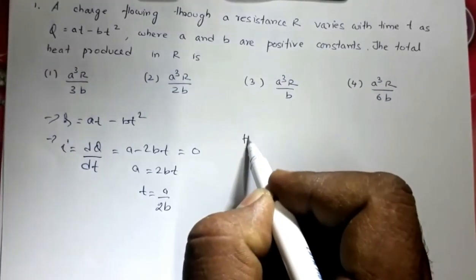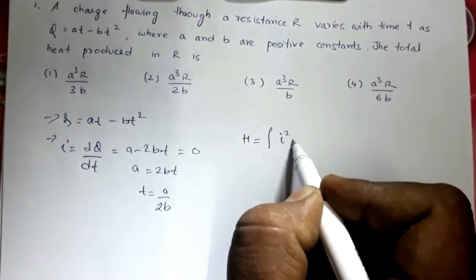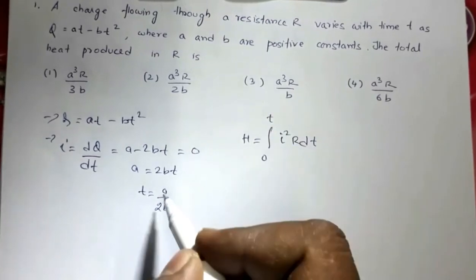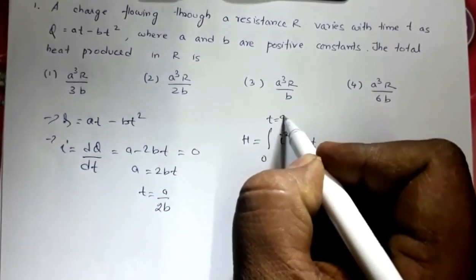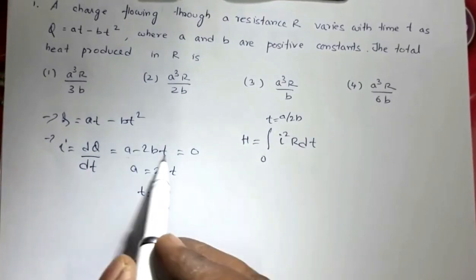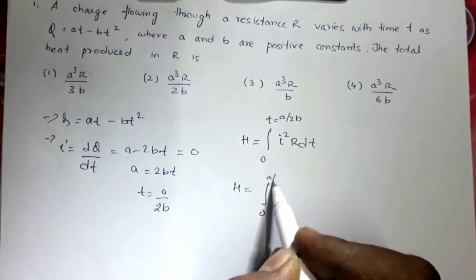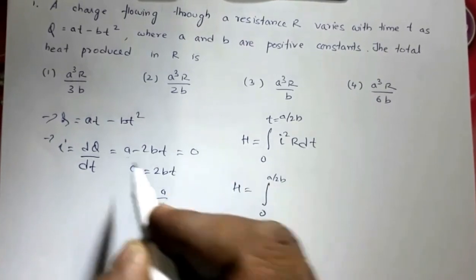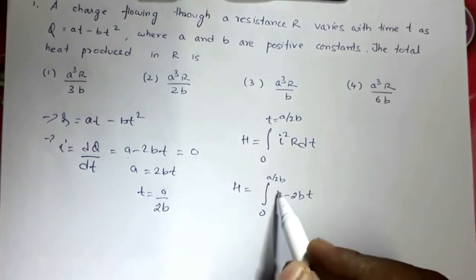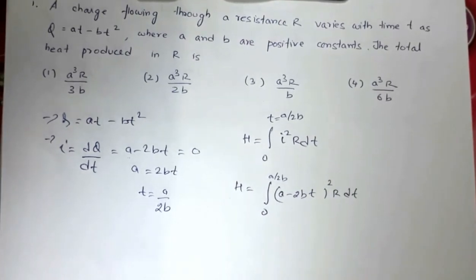So the heat produced can be calculated by integrating the expression I²R dt in the limit 0 to t, where t is a/2b. And what is I? I is a - 2bt. So H = integral from 0 to a/2b of (a - 2bt)² R dt.